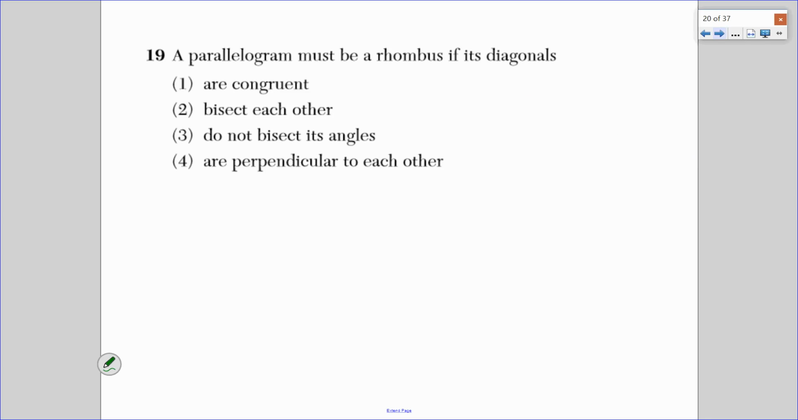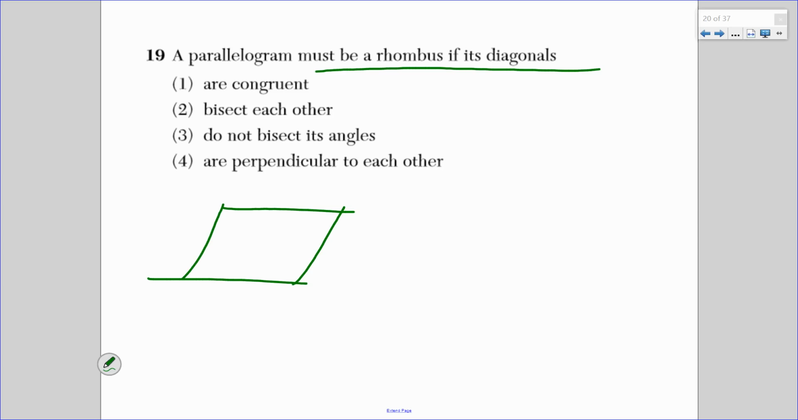A parallelogram must be a rhombus if the wording confuses students. Basically, it's asking, how do you prove a rhombus? So I'm going to draw a rhombus, and I'm going to see which of these things proves a rhombus. Now, there's three ways to prove a rhombus once you have a parallelogram. There's consecutive sides congruent, there's diagonals that bisect the angles, and there's diagonals perpendicular to each other. So, are the diagonals congruent? No. The diagonals bisecting each other does not make it a rhombus, it makes it a parallelogram.